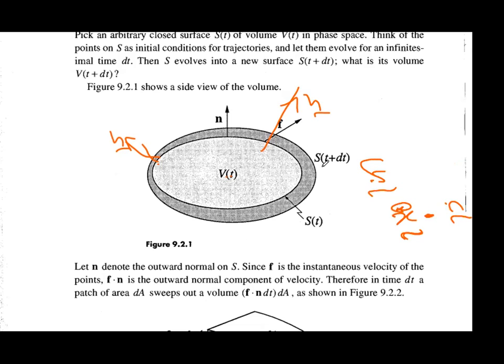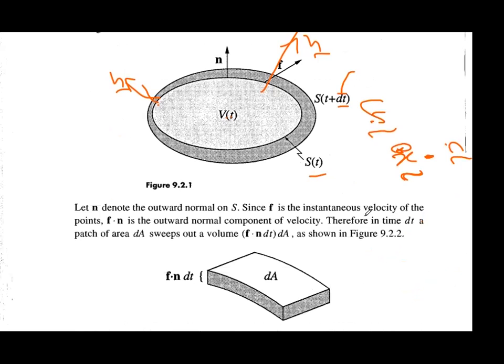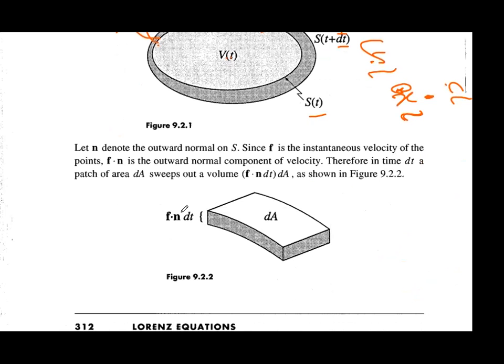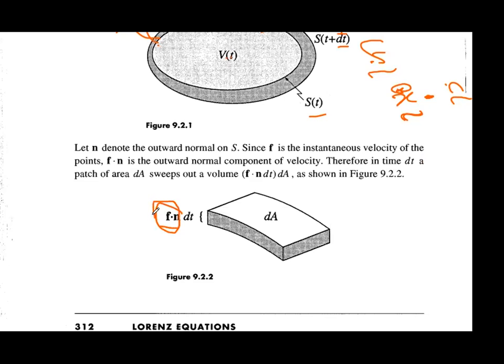And if you consider an infinitesimal time, dt, this is the evolution of the surface. This is the surface S_t at time t, and this is the evolution in this infinitesimal time interval dt. And the movement of the surface is the normal velocity component: the velocity vector dotted with the outward normal vector. This gives you the outward normal velocity component.